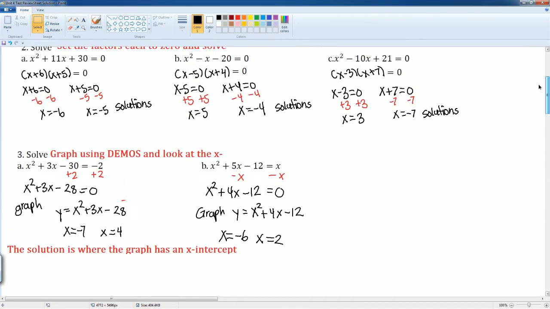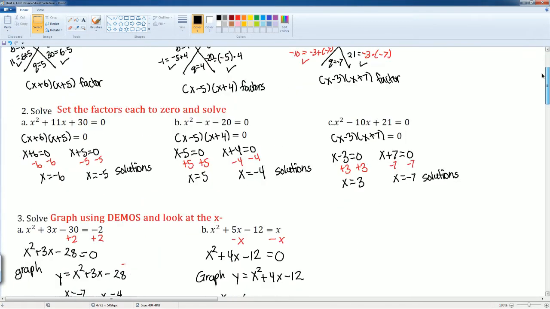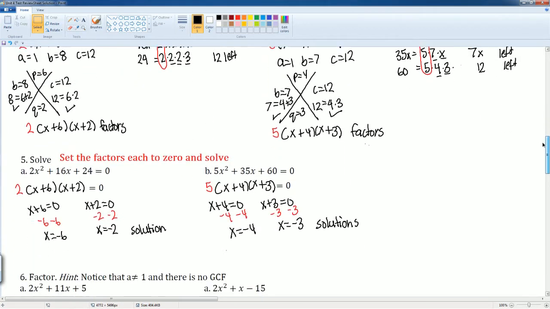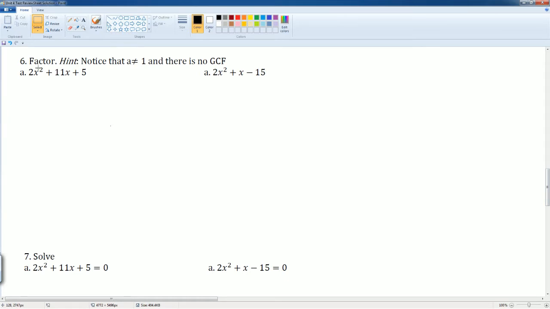This is going to be covering Unit 4, the test review sheet, the solutions. In this particular video, we will be only talking about question 6 and question 7. Question 6 says you need to factor this, but notice that A is not equal to 1 and there is no GCF. So you're left with either graphing it or using the quadratic equation, right?